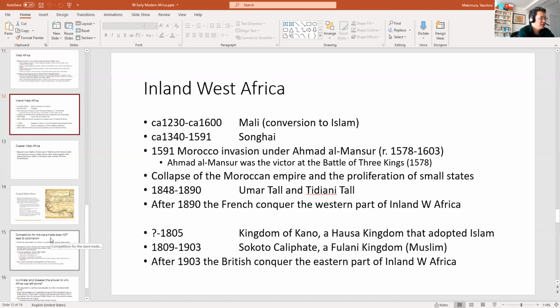In the case of the eastern part of inland West Africa, basically Nigeria, you have the kingdom of Kano, which we don't really know when it started, but it was a Hausa kingdom that adopted Islam. And then this was replaced by the Sokoto Caliphate, which was a Fulani kingdom in the western part.